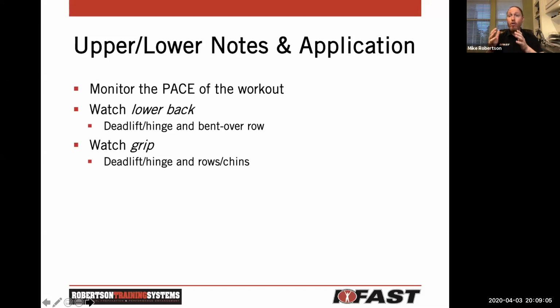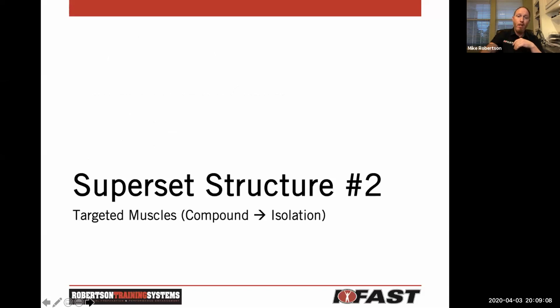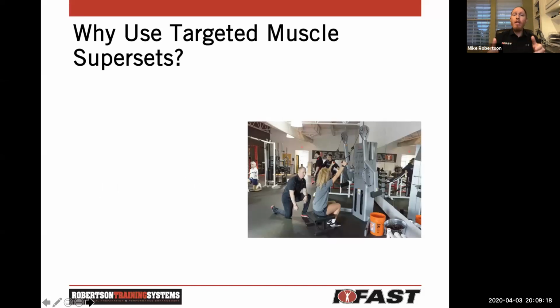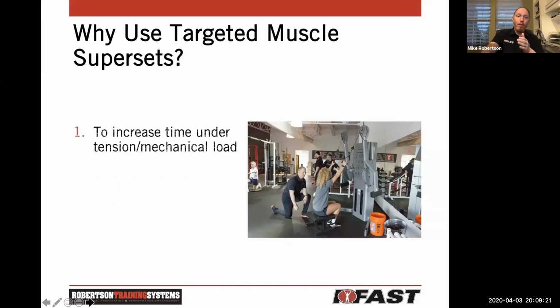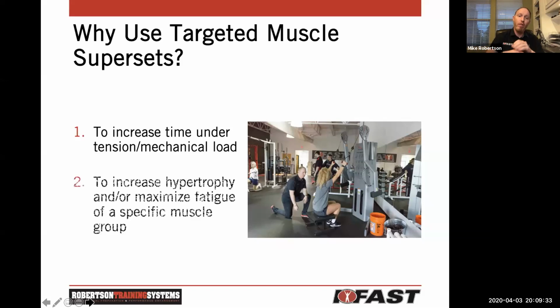So you've got your standard upper lower alternating supersets. You also have your targeted muscle supersets. And here I've got compound to isolation, but you can flip that too. You can go isolated to compound as well. So why do we use these types of supersets? And look, there are people that are far smarter than me that understand hypertrophy way better than me. But just as a general rule, you're using targeted muscle supersets to increase time under tension or mechanical load, or you're doing it for a very specific muscle group, right? You're trying to hypertrophy or fatigue a specific muscle group.